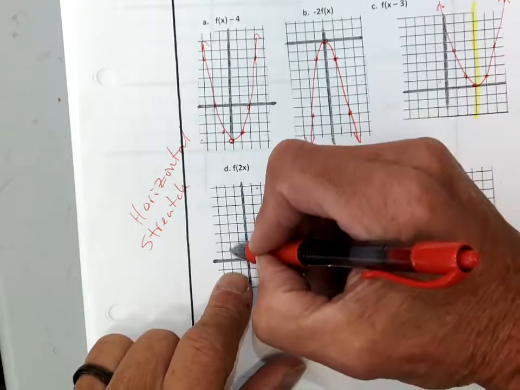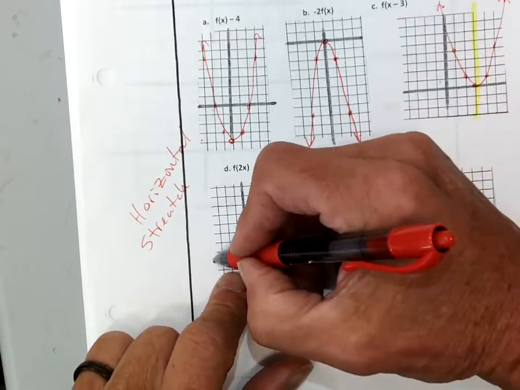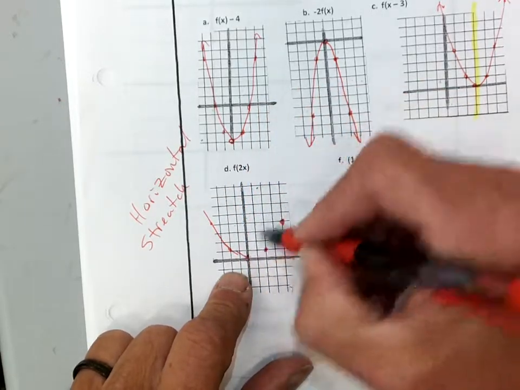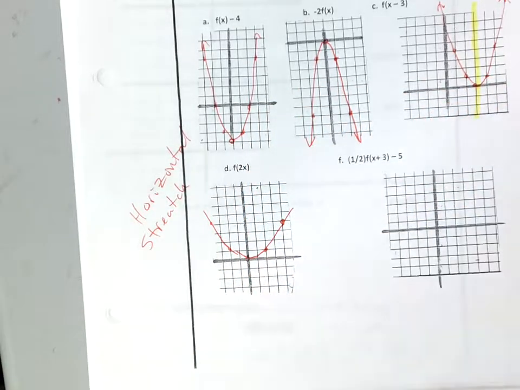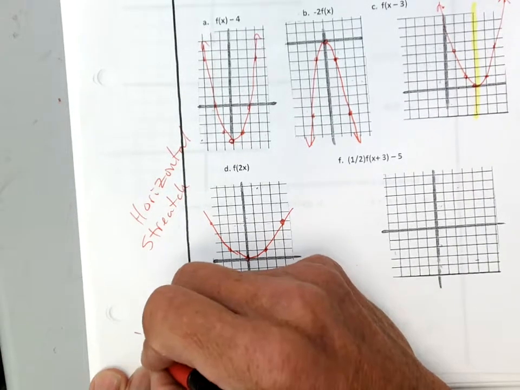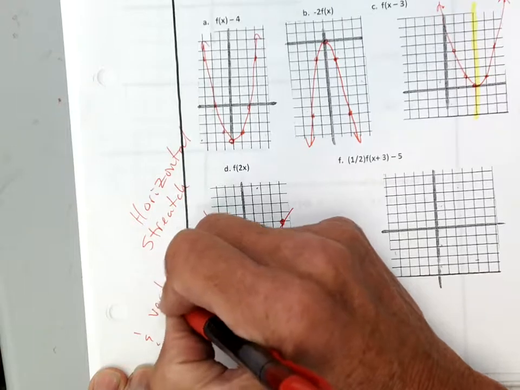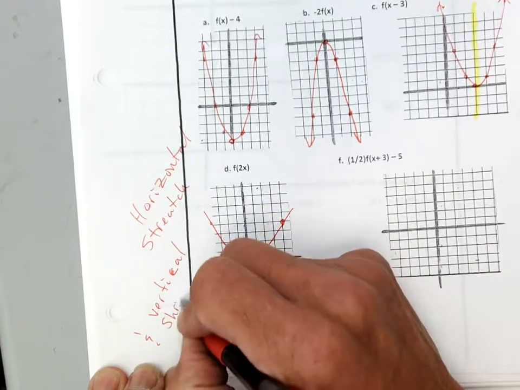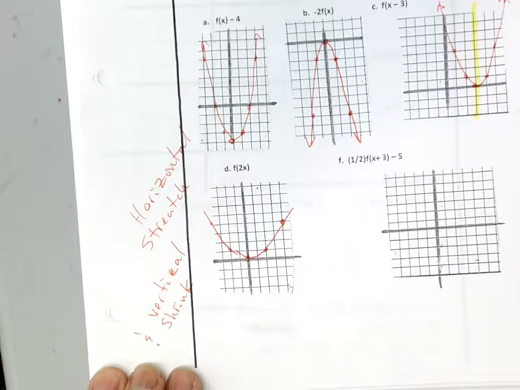And I'm going to do the same thing on the other side. 1, 2, 3, 4. Now if I look at it, it's 2 things. It's a horizontal stretch, and it's a vertical shrink. Because if I look at it, it's half as tall. See, it's half as tall, or it's twice as wide.